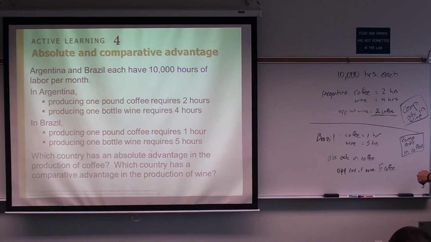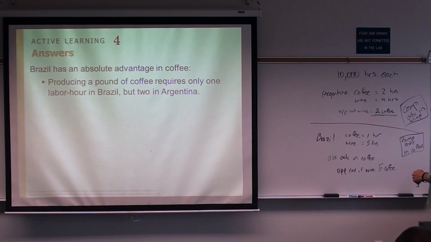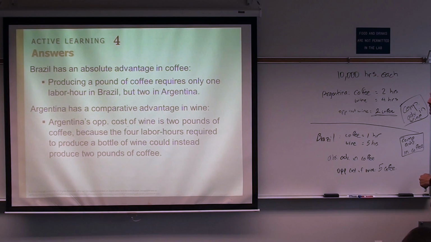Okay? All right, so there's the Brazil having an absolute advantage in coffee. We've got that. Okay. Argentina has a comparative advantage in wine. Right? We have 2 pounds of coffee here versus 5 pounds. Okay. Excellent. Excellent, excellent.